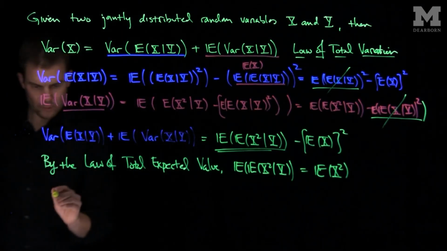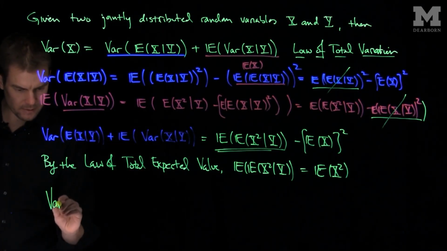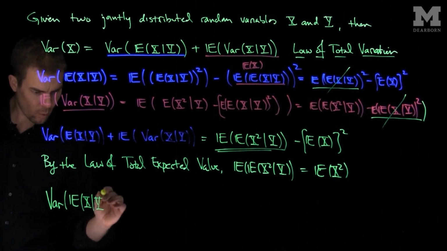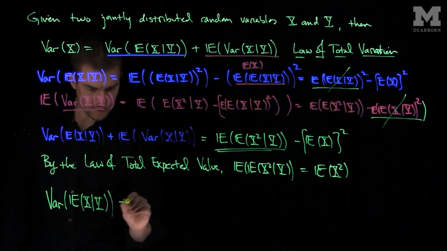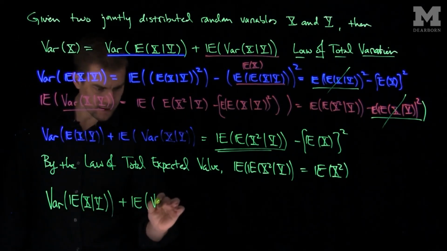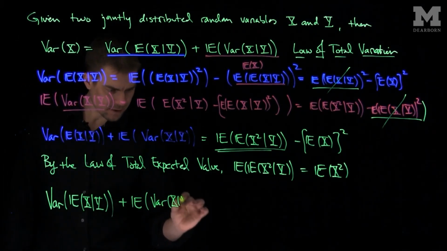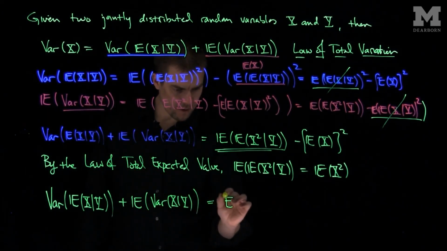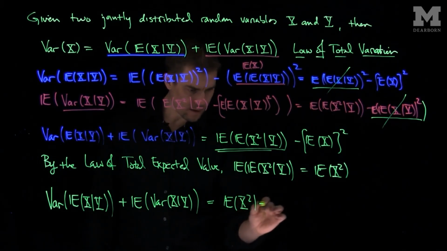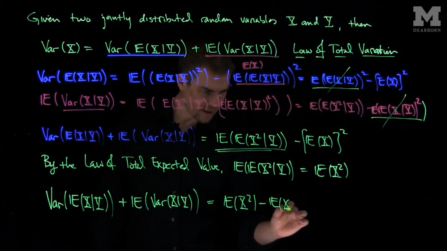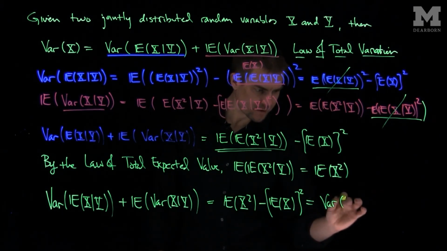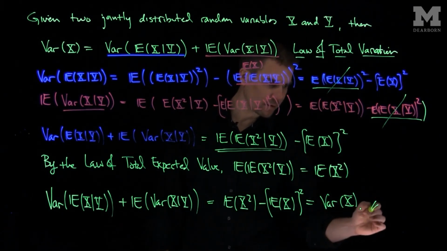All total, we have that the variance of the expected value of X given Y plus the expected value of the variance of X given Y is equal to the expected value of X squared minus the expected value of X quantity squared, and that is exactly equal to the variance of X. That proves the law of total variation.